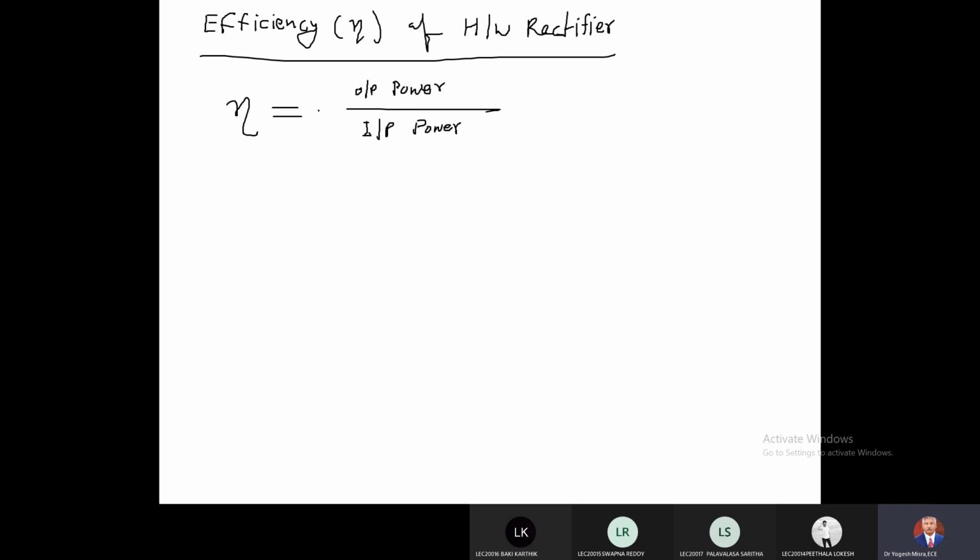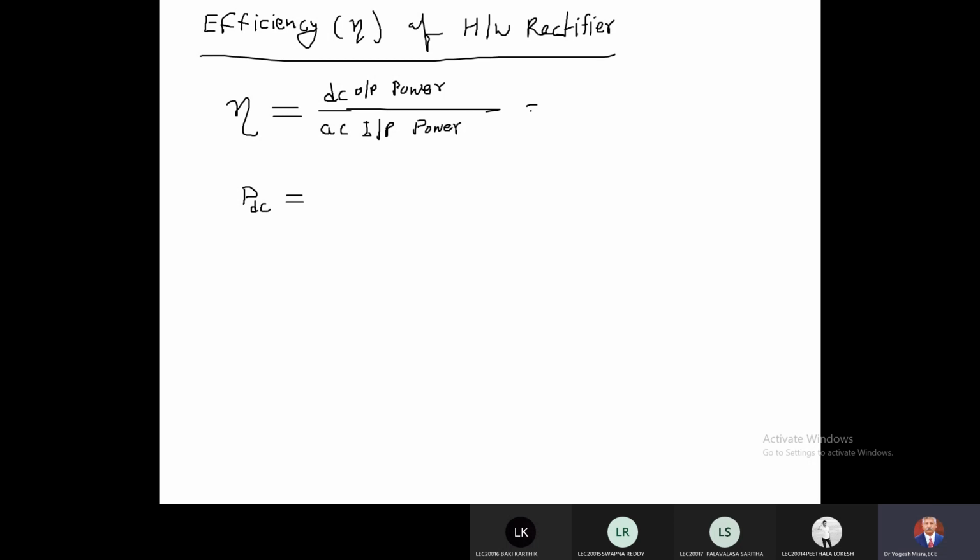But the output is your DC. So DC output power, and input is your AC. So efficiency is DC output power by AC input power. Okay. So already we have calculated the things. So DC output power. How will we write the DC output power? DC output power is, okay, I write here power DC.